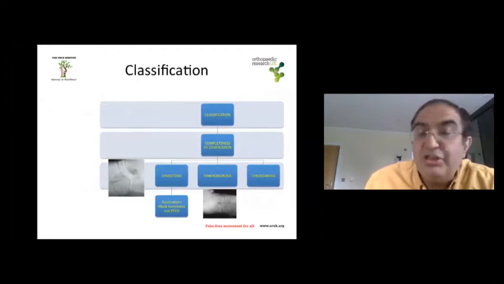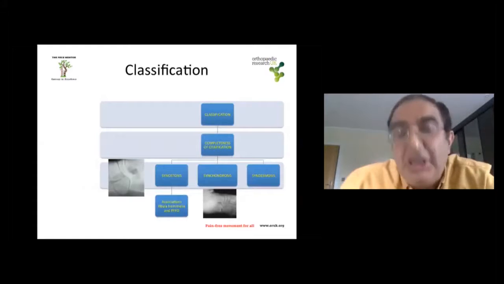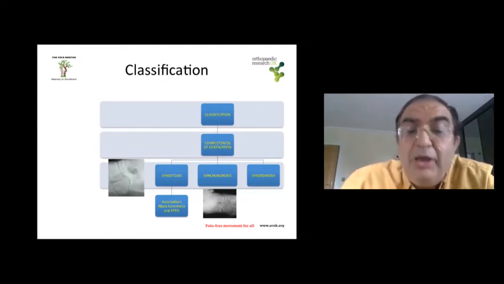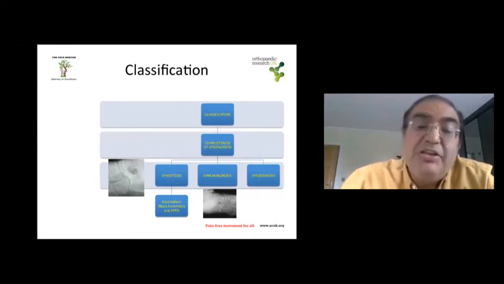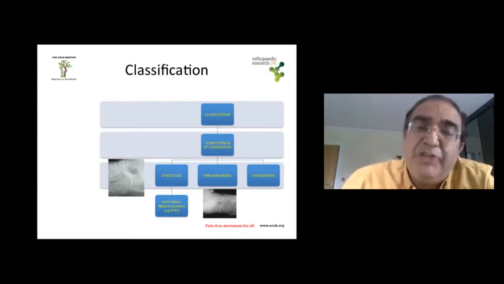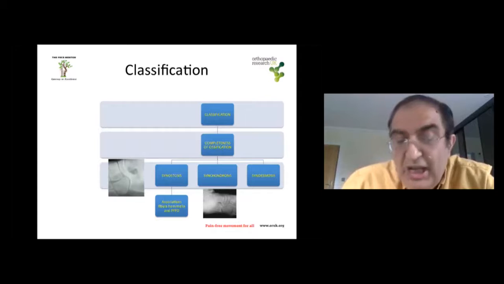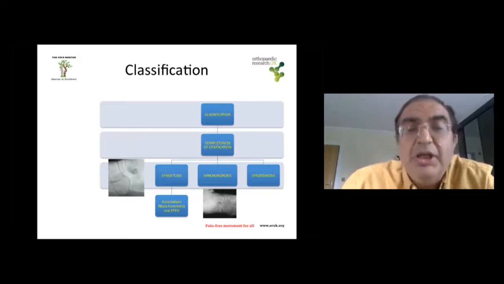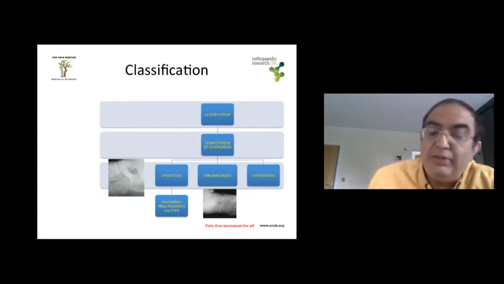Now, classification obviously depends on the degree of ossification. If it's a fully ossified bar, then it's called a synostosis. If it's a partially ossified bar, it's called a synchondrosis. And if it's a non-ossified bar, it's called a syndesmosis. And synostosis is generally associated with PFFD and fibular hemimelia.